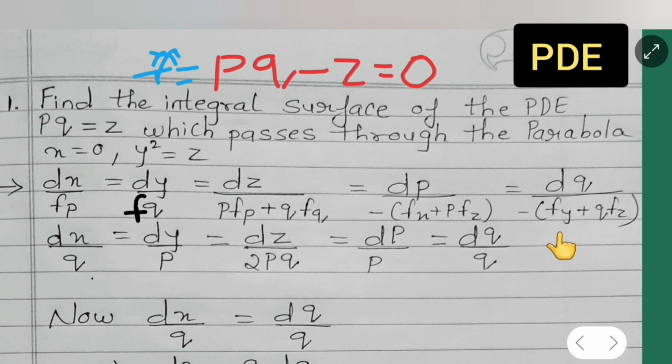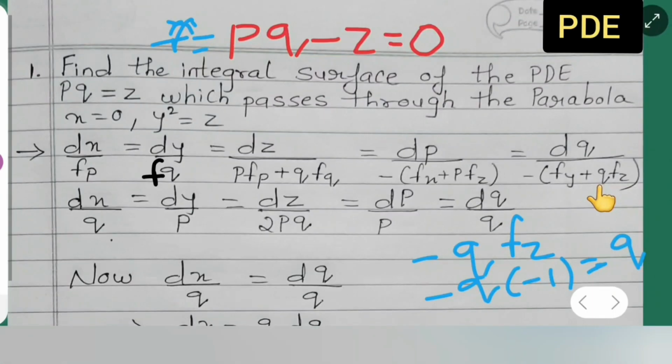dq upon Fy is also the same thing, 0 only. Differentiating with respect to y, the y term is not there, so it will be 0, plus q into Fz. Now what is this q into Fz? It is minus q into Fz. Differentiate with respect to z, I will get minus 1. Minus q times minus 1 will be positive, minus and minus will be plus. So what is left is nothing but q, and I have plugged this value over here.